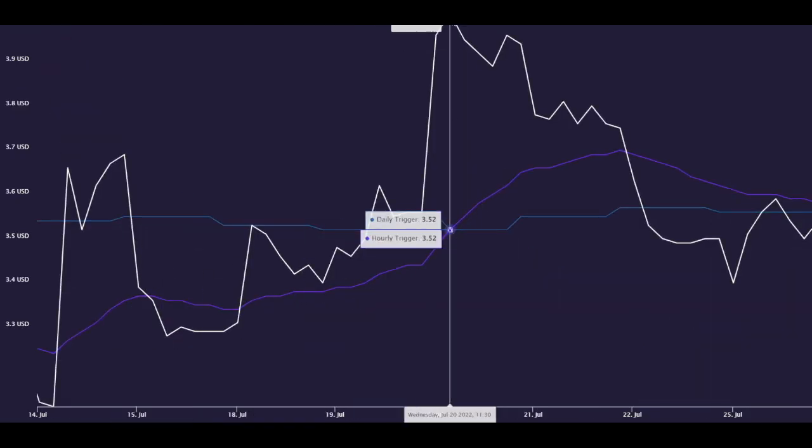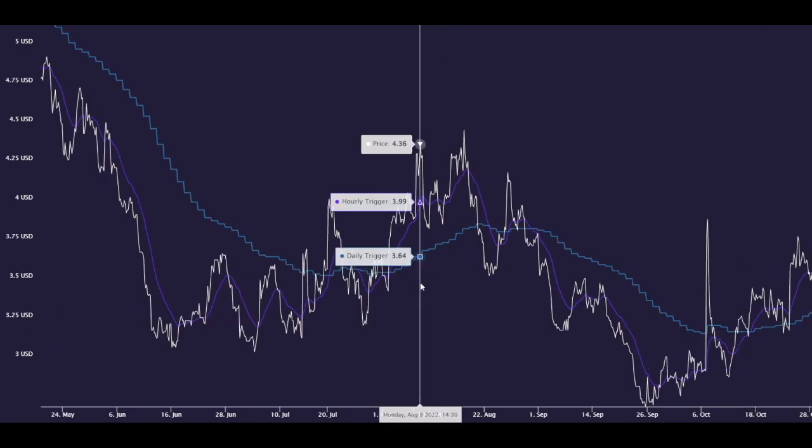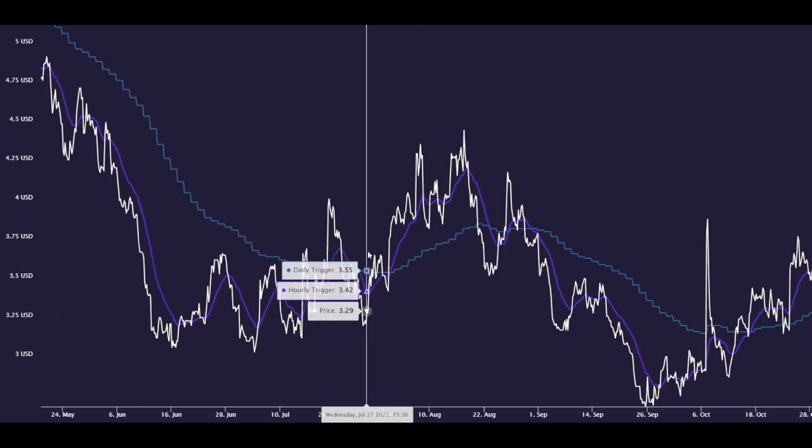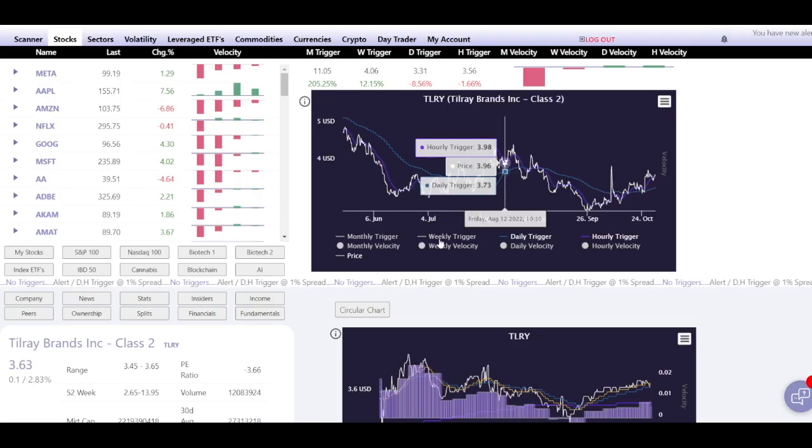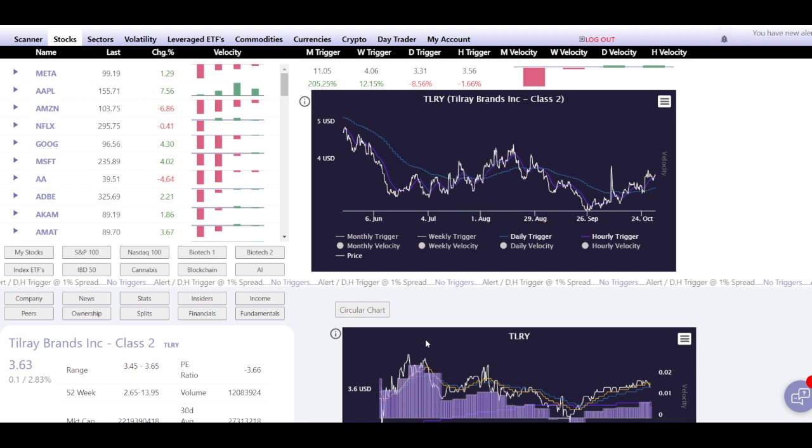Here's the cross, and you see exactly when a cross is a counter trend move back down to the daily trigger before having this incredible move up. It's all about having patience for the counter trend move.